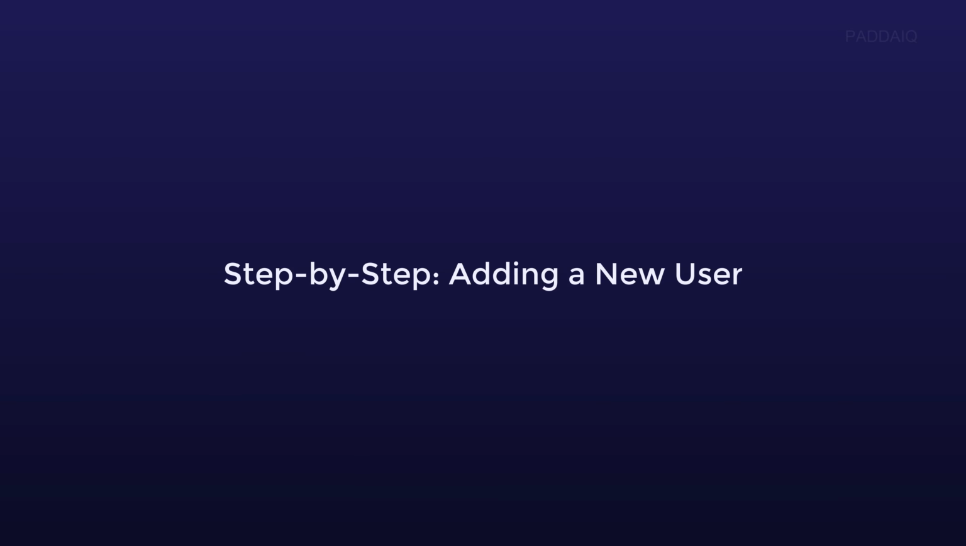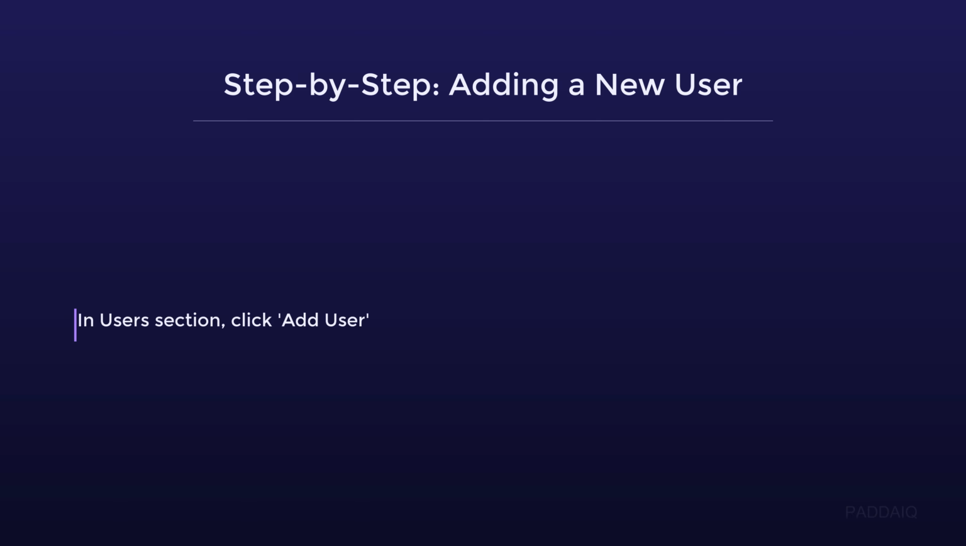Step-by-step guide to adding a new user. In Users section, click Add User. This means you go to the area where all users are listed and select the button to create a new one. For instance, when a new employee joins your company, you would perform this action to grant them access. This simple step initiates the process of onboarding a new team member into the system.